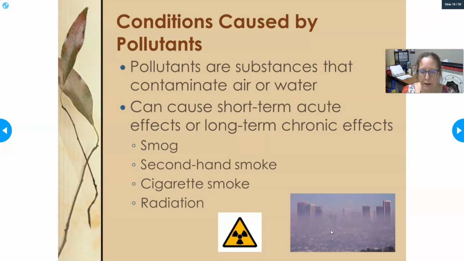Secondhand smoke can be really dangerous too. Again, chronic long-term exposure, especially to spouses and children of smokers. Cigarette smoke itself, again, really not good for your health at all. Radiation exposures, all of these things are types of pollutants that you can get chronic long-term exposure to.